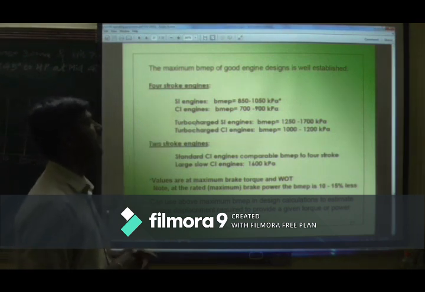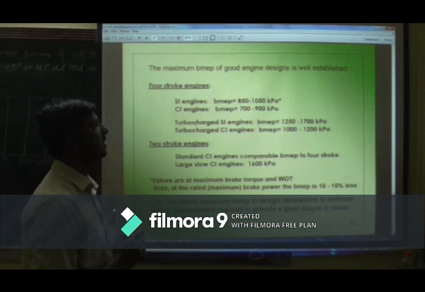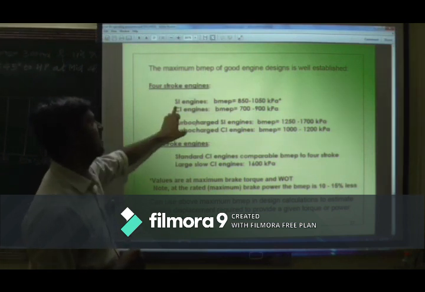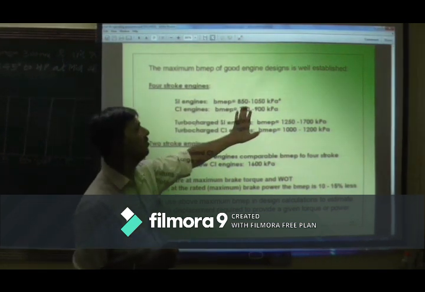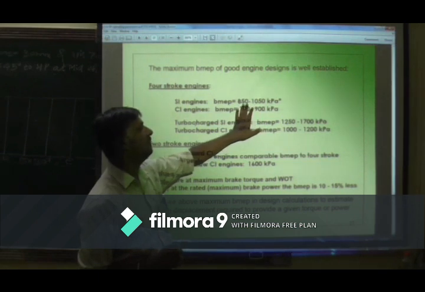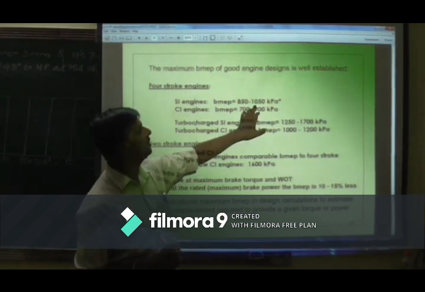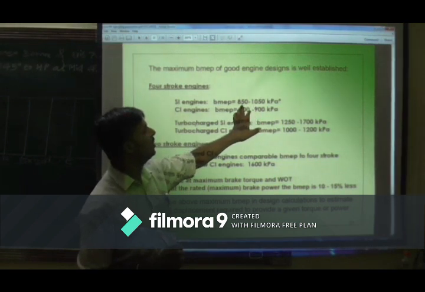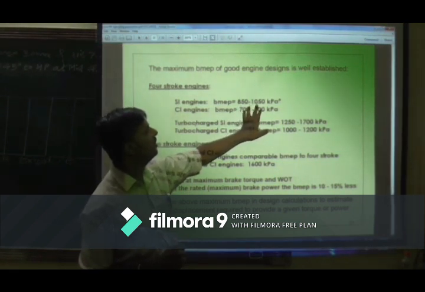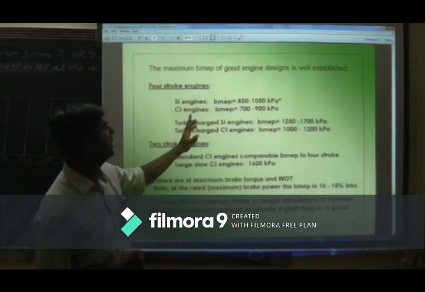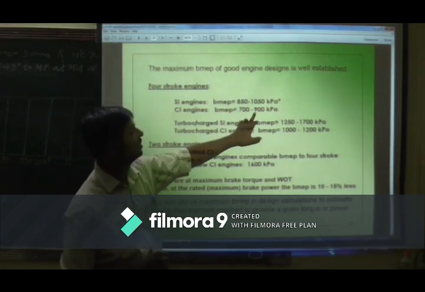The maximum BMEP of a good engine design is well established. For an SI engine, the value is around 850 to 1050 kilopascal, means around 8.5 bar to 10.5 bar. For a CI engine, 7 bar to 9 bar.